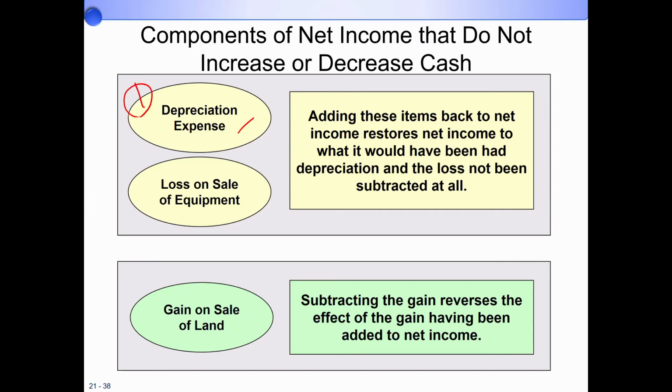The second type of adjustment is gains or losses on sales. Say we sold our equipment or sold our land, so we had a gain or a loss. In the income statement, a gain was added, like a kind of revenue, and a loss was like an expense. A gain was added and a loss was subtracted to get net income. But those gains and losses are not associated with additional cash receipts or cash payments.